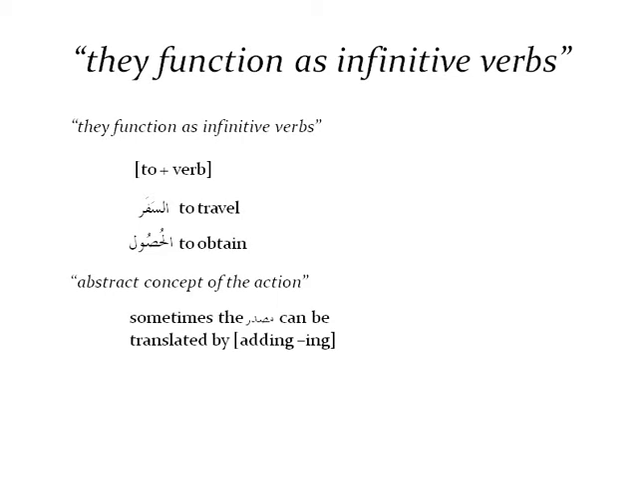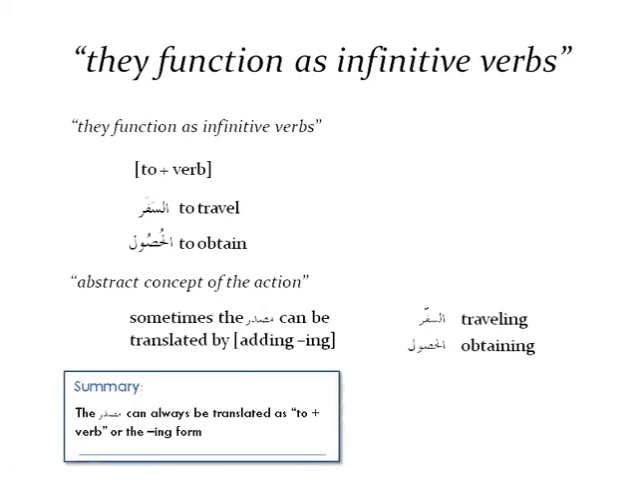The abstract concept of the action. That's quite vague. In fact, it's a rather abstract definition. Here's what Al-Kitab means. It simply means that sometimes the masdar can be translated by adding ing. And so, for example, safar could be to travel, as we saw in the case of the infinitive, but in the abstract concept of the action, it would be traveling. And similarly, al-husul would be obtaining. So let's put it all together. In short, the masdar can always be translated as to plus the verb or the ing form. That's a much simpler way to think about it.